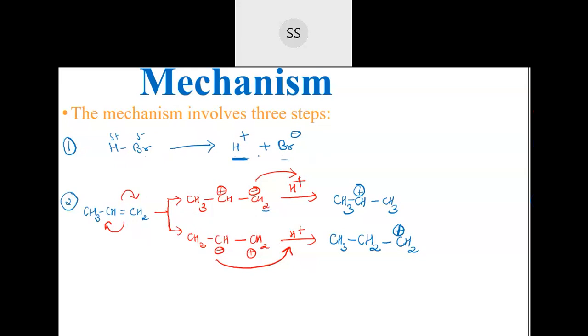So this H plus will run faster towards the alkene, and the alkene has a pi bond. That pi bond will be donated to form a bond with H plus. That pi bond shifting can happen on either carbon, so I have taken both possibilities.